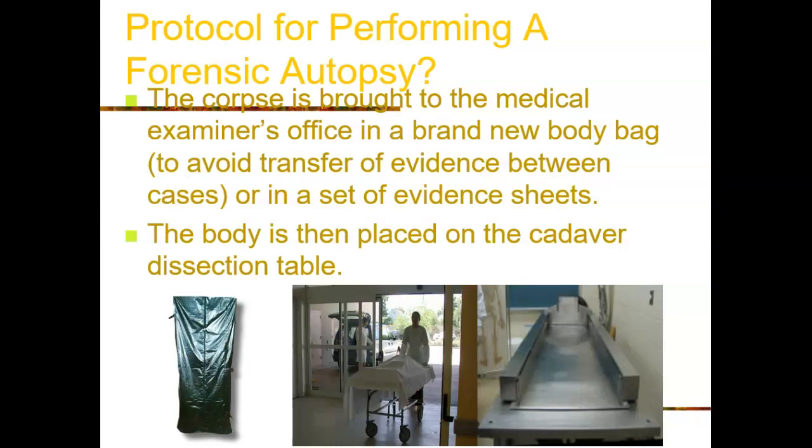Protocol for performing a forensic autopsy. So the corpse would be brought into the medical examiner's office in a body bag. They don't reuse body bags because you don't want to have any transfer of evidence, or in evidence sheets, which are also not reused. The body is then placed on the cadaver dissection table.